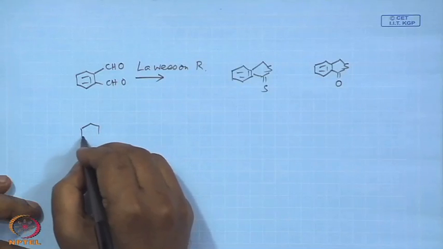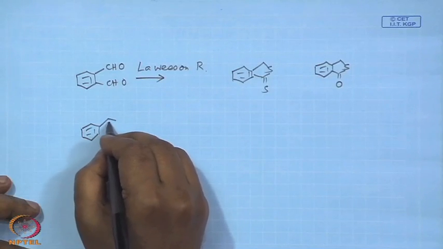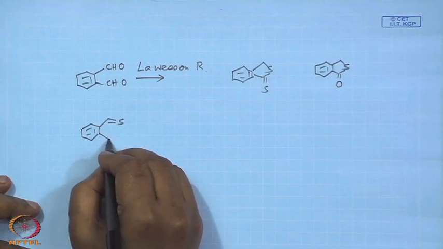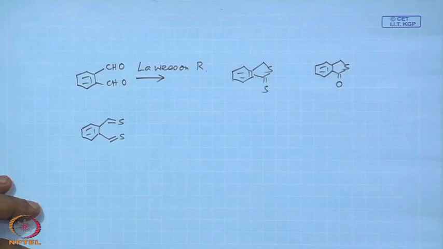Lawesson's reagent, what does it do? It exchanges oxygen with sulfur here and sulfur here, and of course the next thing, so that we thought it would give this thionoaldehyde. Probably you do not know, thionoaldehydes are very difficult to make. There are very few stable thionoaldehydes. So, they are pretty unstable.